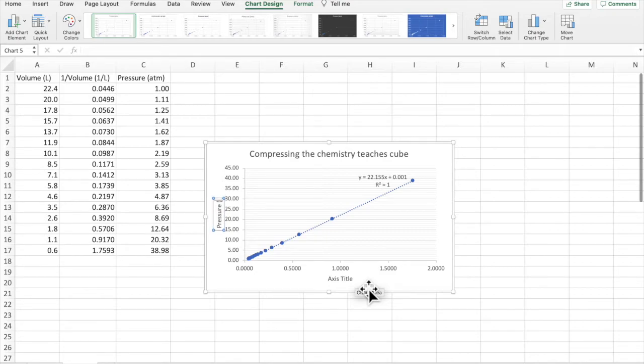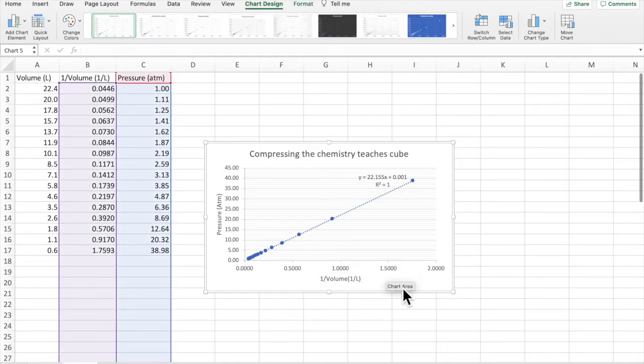And the pressure was measured in atmospheres. And then on the bottom, that is not volume. Remember, we took the reciprocal of the volume. So this is going to be 1 over the volume. And the units for that is going to be 1 divided by liters.